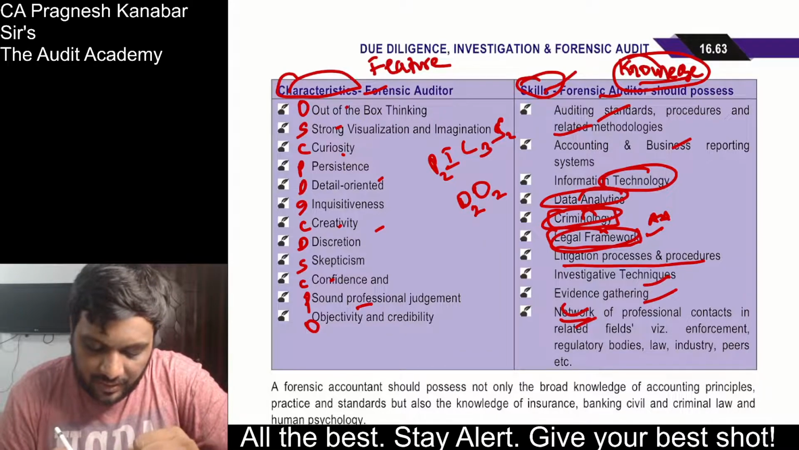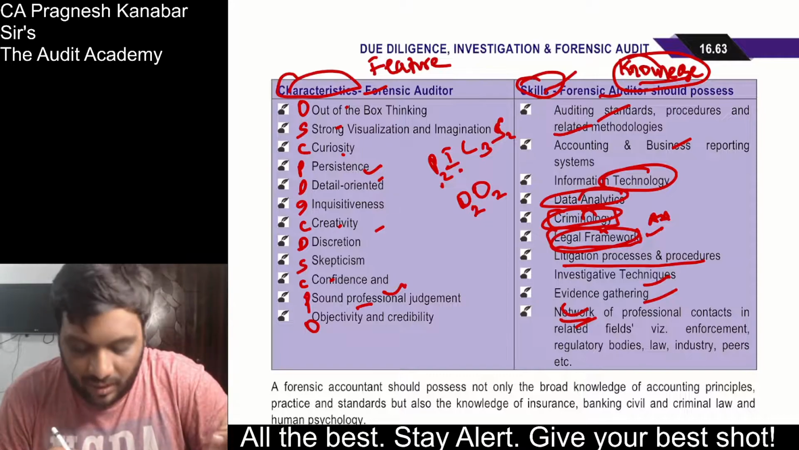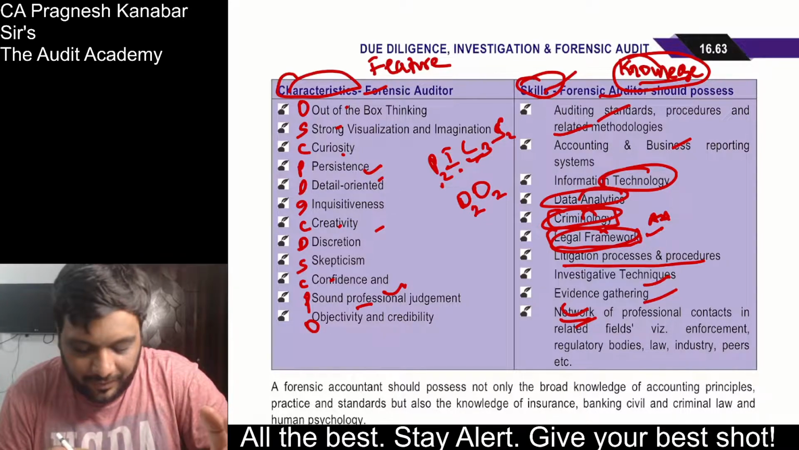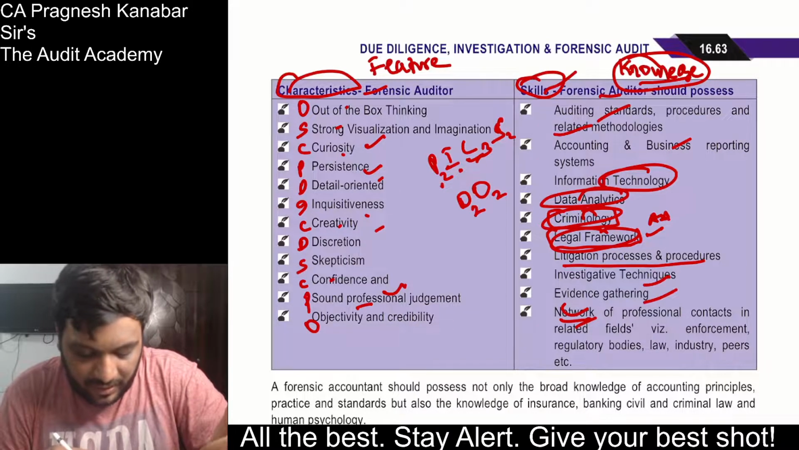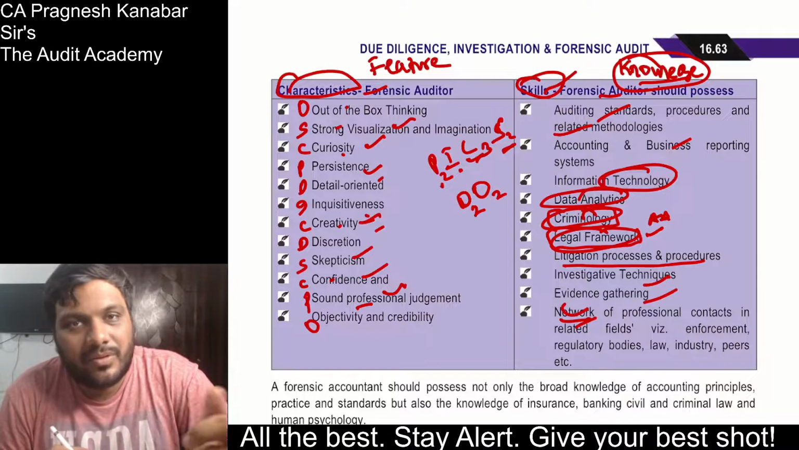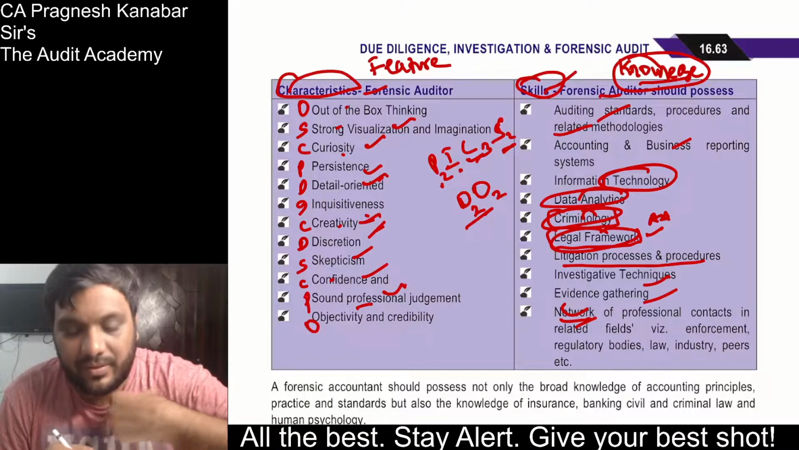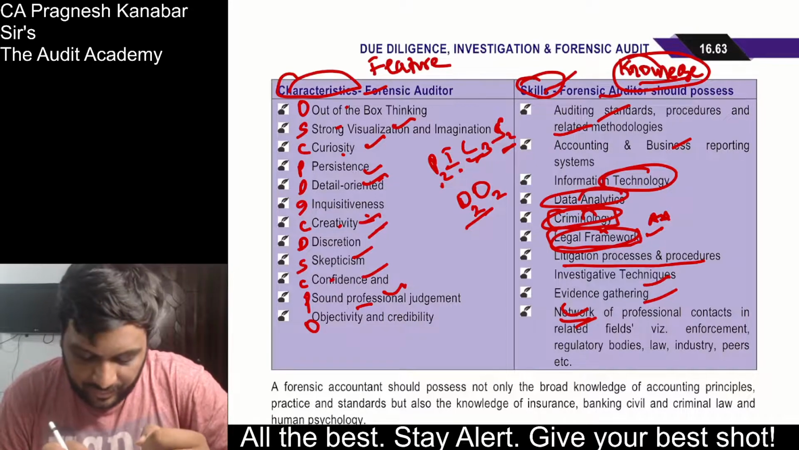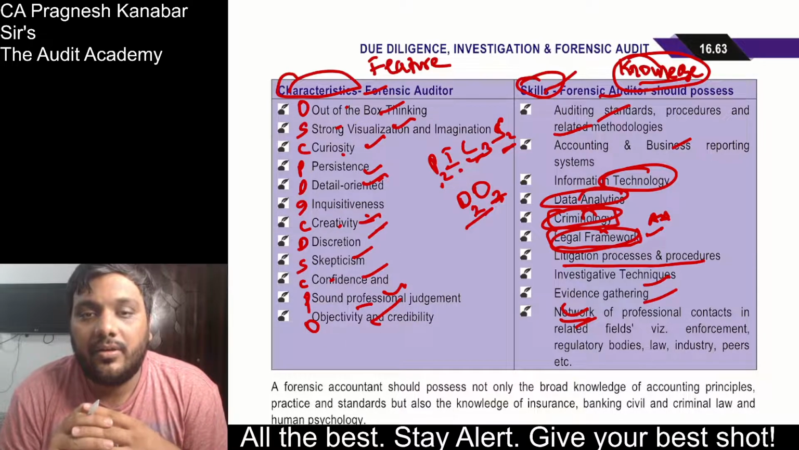PICKS THOD. P, persistence and professional judgment. I, inquisitiveness, asking questions. See, there are too many C's in forensic auditor: curiosity, asking again questions, the feeling to know about something; creativity, thinking with a creative mind; and confidence. Then S, strong visualization, and skepticism, questioning mind. Then D for detail oriented and discretion. Discretion means own willpower, taking decisions through own will. O, objectivity and out of the box thinking. So these are the features for forensic auditor that you can put up over here.